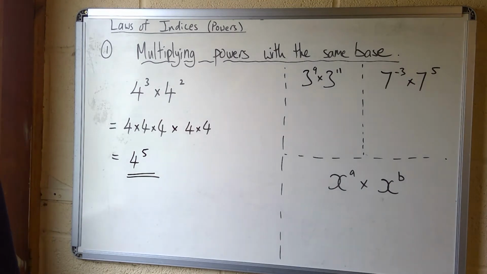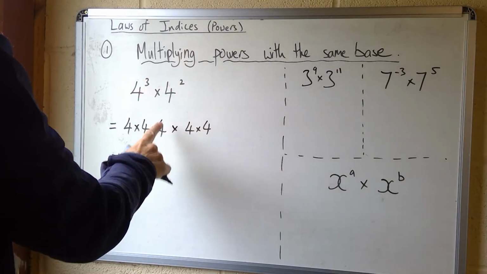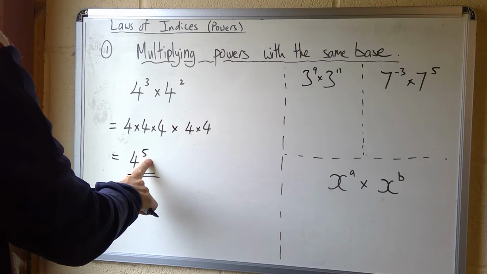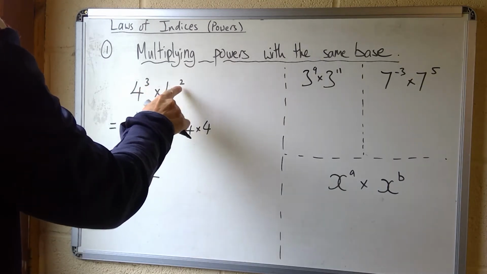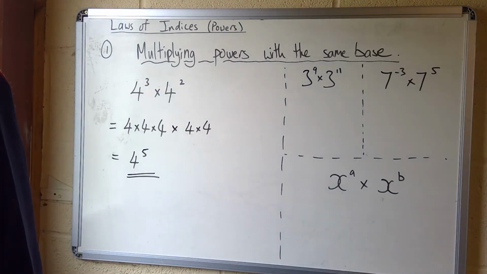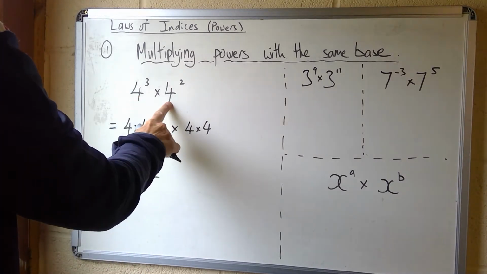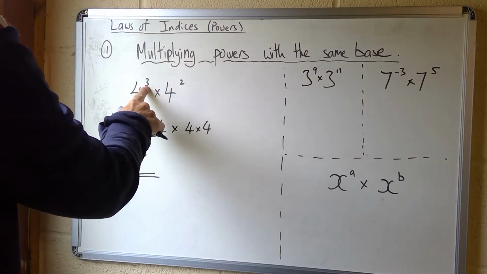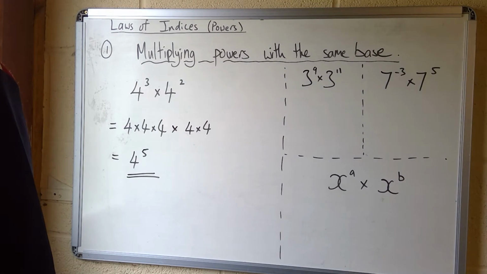Now, an obvious shortcut here is to see that the resulting power, 5, is the original two powers added together. So the rule, when you're multiplying powers of the same base, you add the powers or the indices.